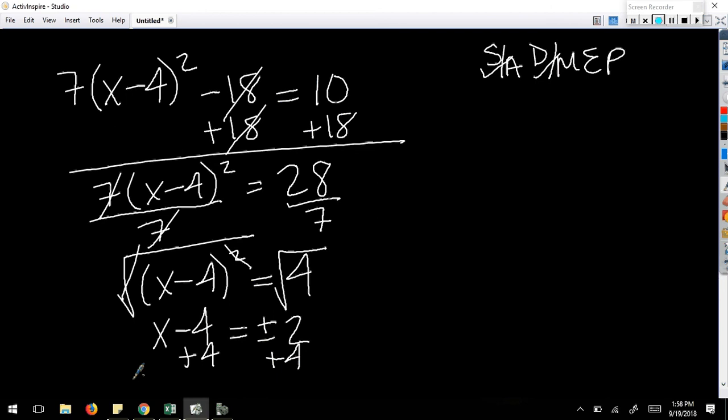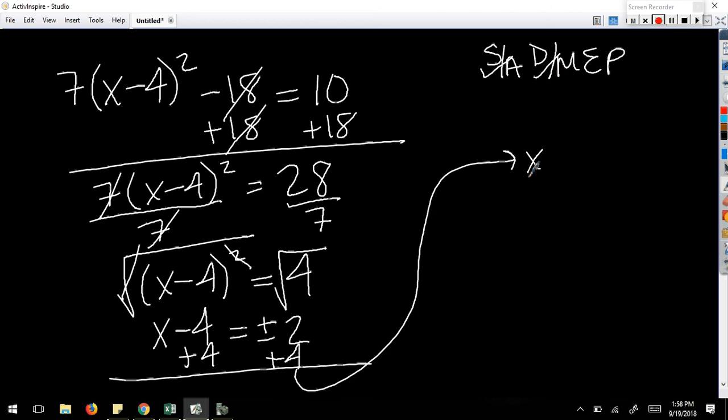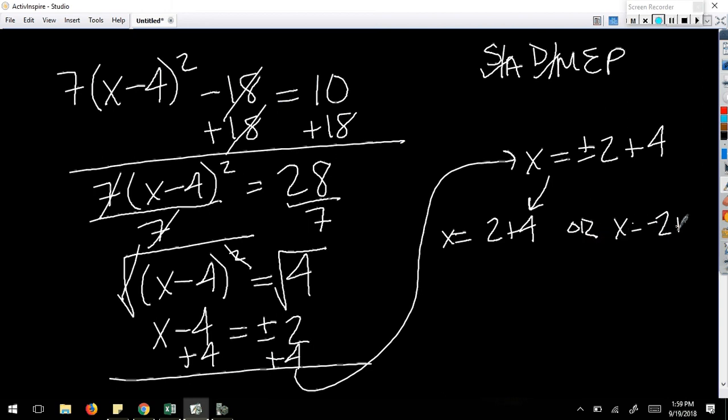So plus 4. Now, don't make this 6, because it's not 6. That's one of the answers. Understand what this means. Plus or minus 2 plus 4 means positive 2 plus 4 or negative 2 plus 4. You can't combine them like that at first, okay? You've got to split that up. So this would be 6 or 2.